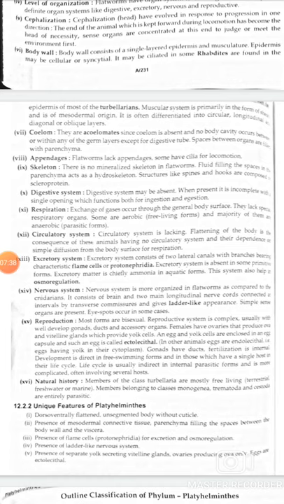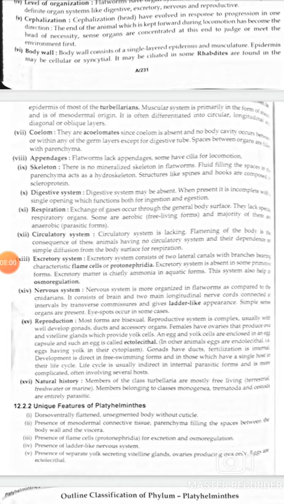Okay. Now, what are the unique features of phylum Platyhelminthes? First, the body is dorsoventrally flattened. The body is also unsegmented, without cuticle. Then there is the presence of mesodermal connective tissue, that is parenchyma instead of mesoglea. Then the presence of flame cells or protonephridia for the purpose of excretion and osmoregulation.